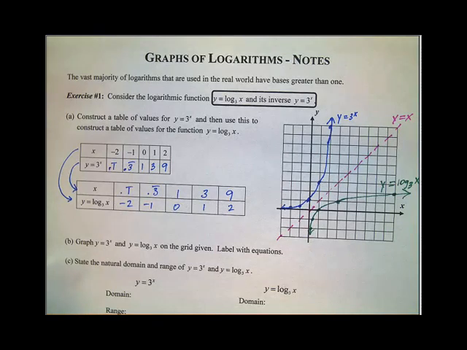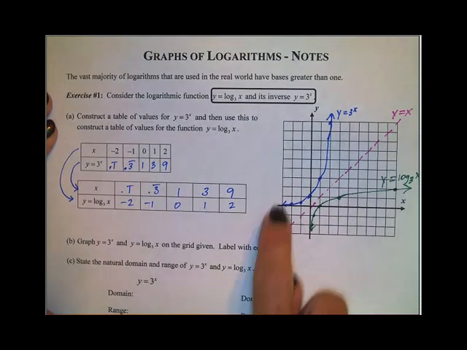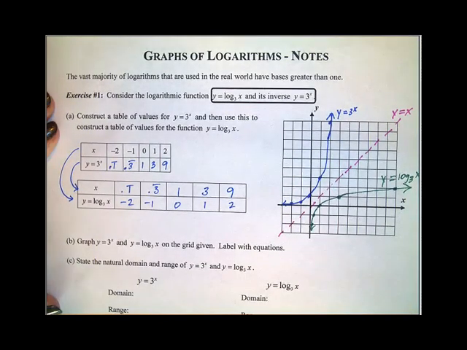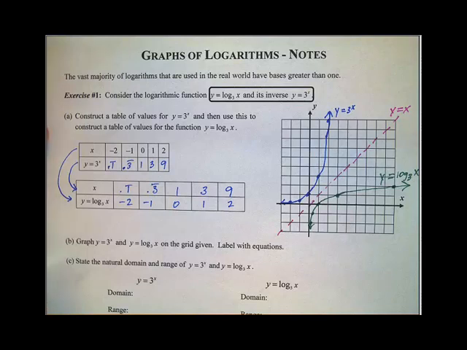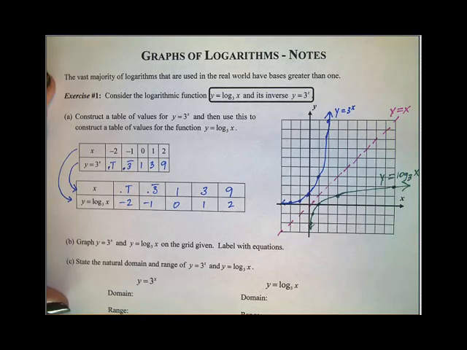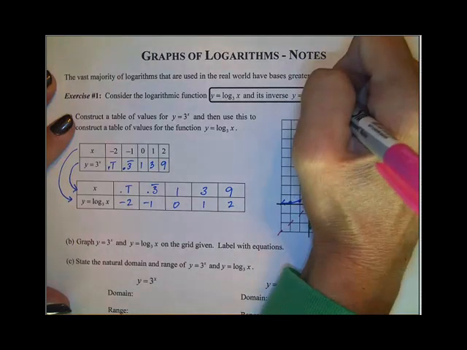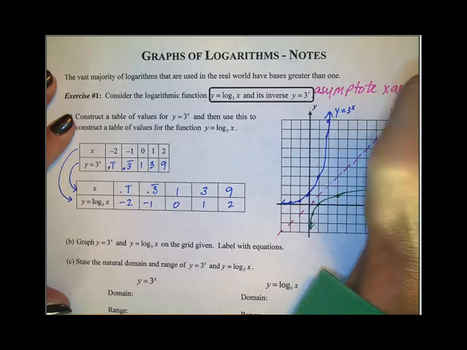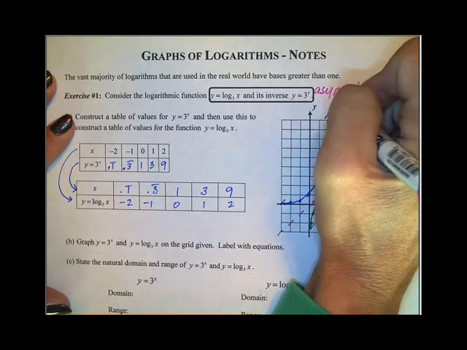Now, when we graphed them, I drew in the pink line, which meant it was symmetrical because they are inverses of each other, symmetrical to the line y equals x, or a reflection in the line y equals x. The other thing we need to talk about is the asymptote line again. The asymptote of the exponential was the x-axis, or y equals 0. That was for the exponential.